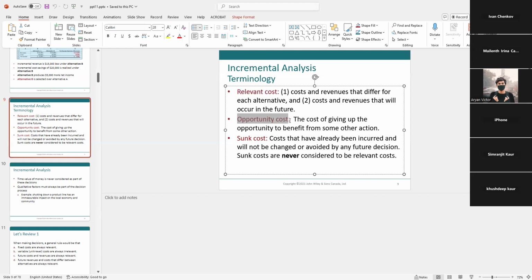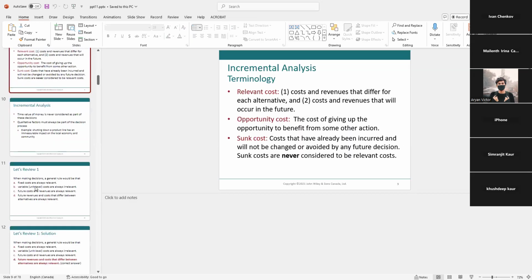Now, the opportunity cost, as I already said in the classroom, is a cost that you don't have to pay, but you have to consider because it is the cost or the revenue that you're going to give up if something else happens. If you choose to do something else, you're not doing the first thing in the first place. So you have to consider that loss of revenue or additional cost. And the sunk cost is the one that is never considered. The sunk cost is the cost that has already happened. It's a past cost, so there's nothing you need to do about it.